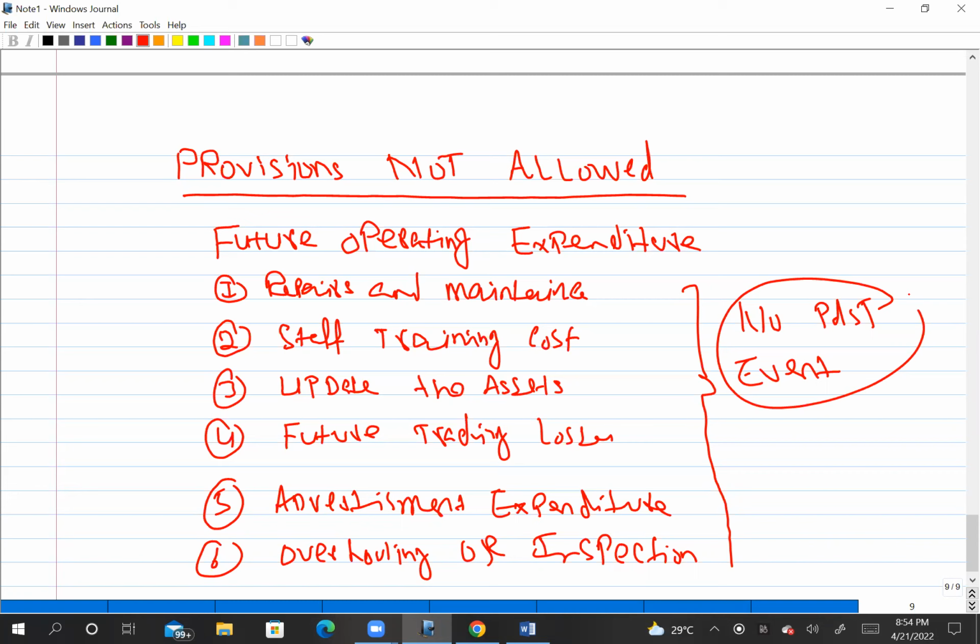These expenses relating to these activities are recognized when such expenditure is actually incurred. Before that, we cannot recognize a provision for such activities. These are known as future operating expenditures. The reason the standard does not allow a provision for such activities is that there is no past event involved.